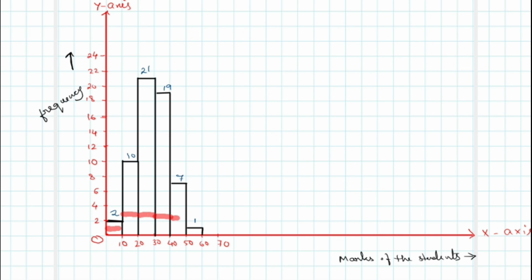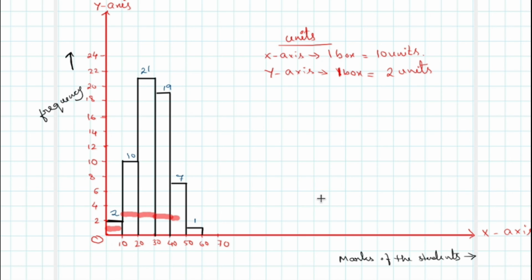Now we are left with only one thing: we have to write the units. Here we have taken units for both the x-axis and y-axis. For the x-axis, 1 box is equal to 10 units. See, 1 box we have considered 0 to 10, that means 10 units along the x-axis. Now along the y-axis, 1 box equals 2 units, 0 to 2, 1 box is 2 units. Okay, now hope you have understood what a histogram is.